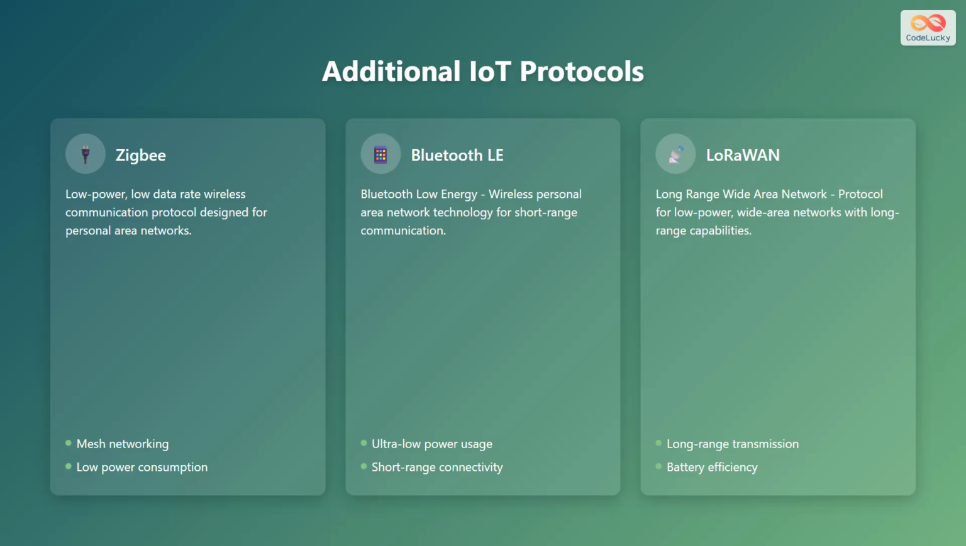Then we have Bluetooth Low Energy, or BLE. It is a wireless personal area network technology. It is designed for short-range communication. It's known for its ultra-low power usage and its ability to provide short-range connectivity. Finally, we have Long-Range Wide Area Network, that is LoRaWAN. It is a protocol specifically designed for low-power, wide area networks with long-range capabilities. It offers long-range transmission and excellent battery efficiency.